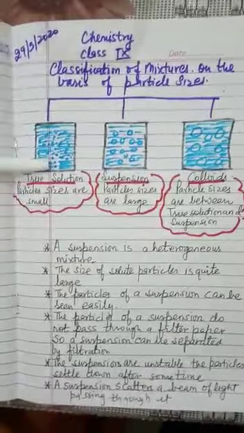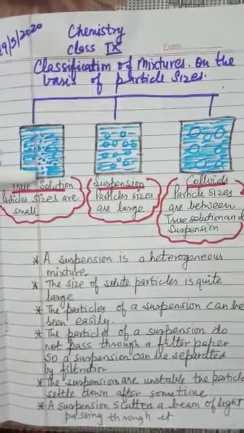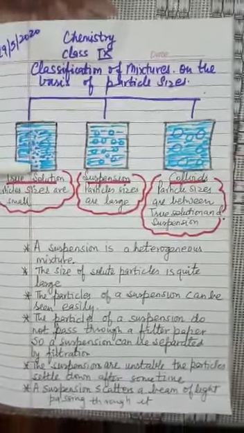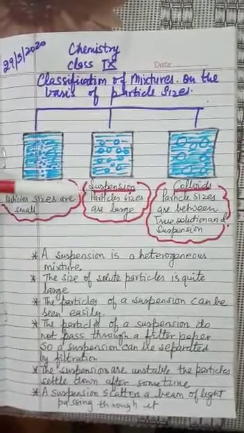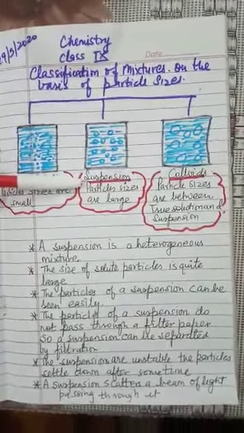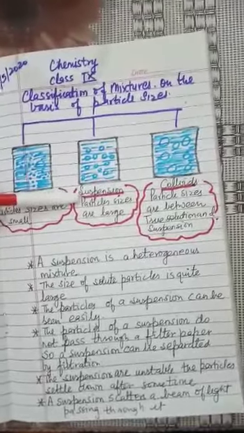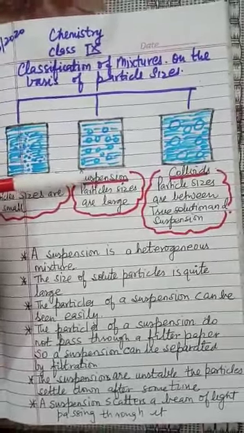Children, please note, only soluble substances form true solution. But what about insoluble substances? Those substances which are insoluble in water form suspension. And suspensions are called heterogeneous mixtures.